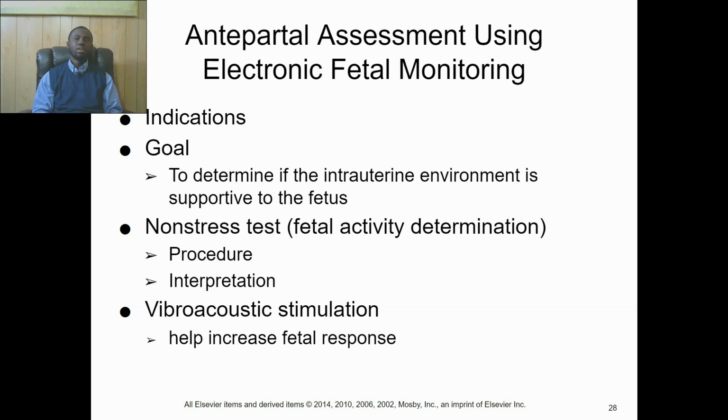or sleeping, vibroacoustic stimulation can be used to increase fetal response, and this is achieved by using vibrating sound, usually from a laryngeal stimulator, on the maternal abdomen or over the fetal head for 3 seconds, and it can be repeated in 1 minute intervals for up to 3 minutes to determine if the fetus is going to react to the stimulation or not.